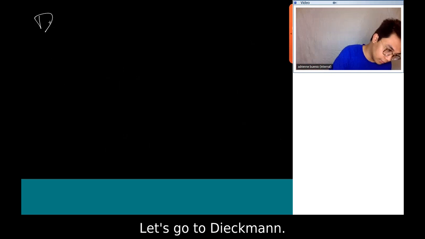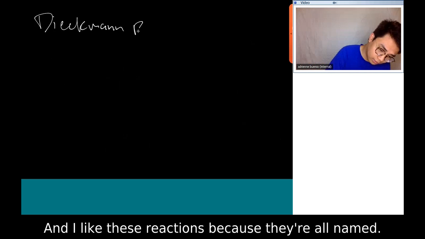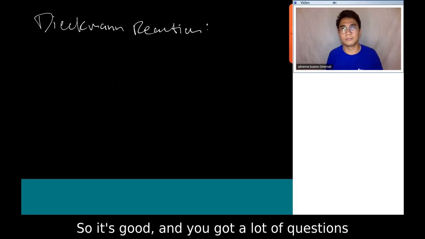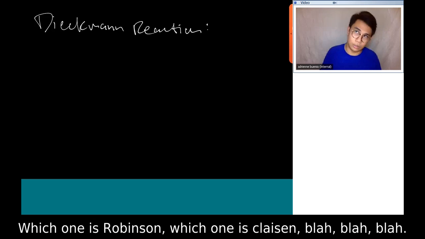Let's go to Dieckmann. And I like these reactions because they're all named, right? So it's good, and you've got a lot of questions on that terminology. Which one is Dieckmann? What does it do? Which one's Robinson? Which one's Claisen? Blah blah blah. So that's good.